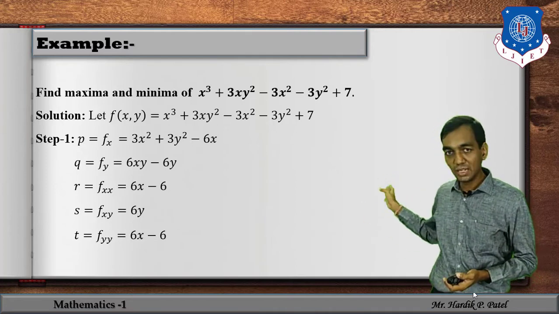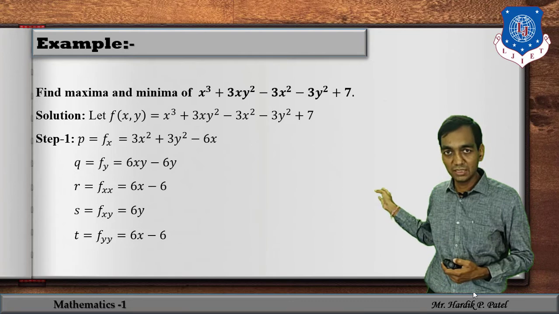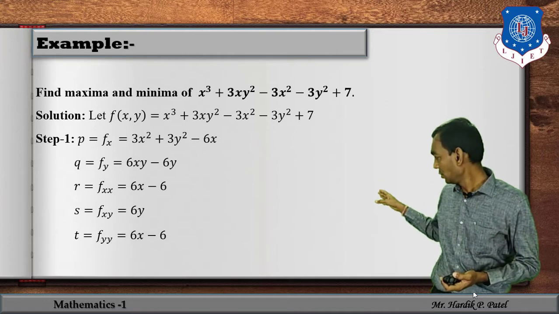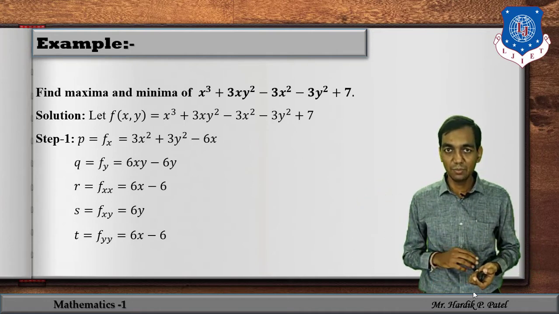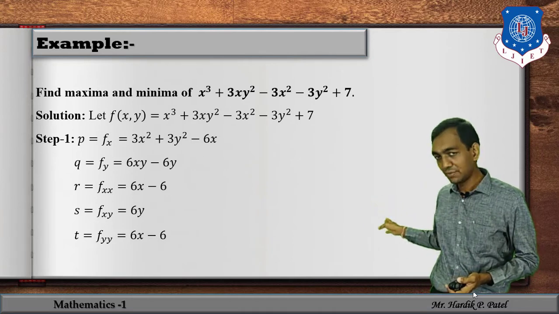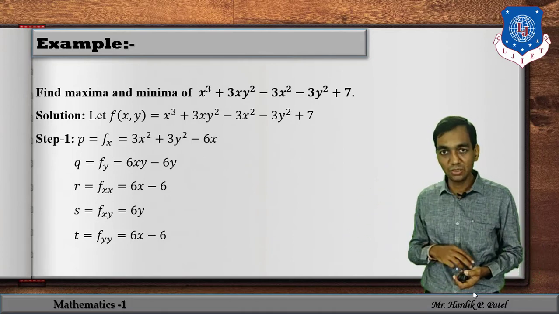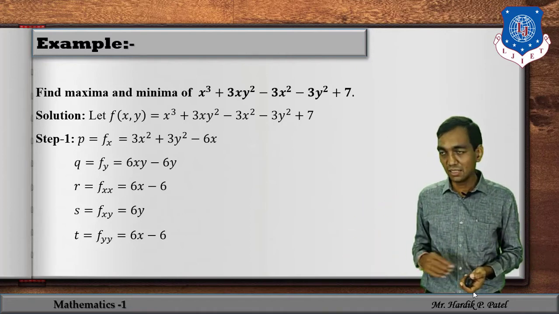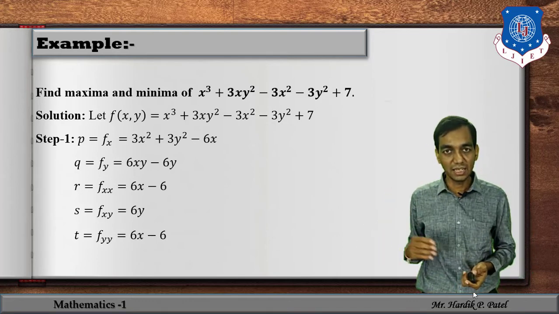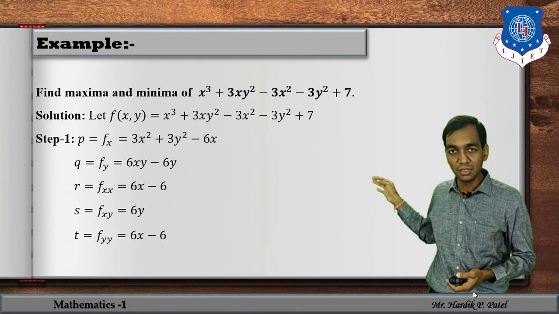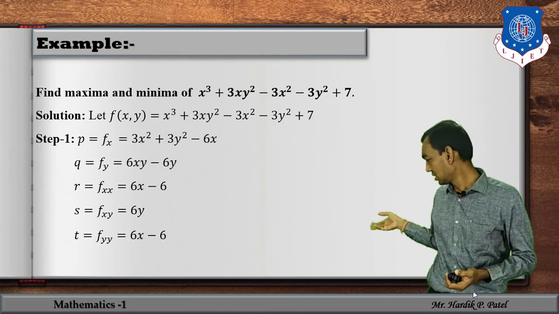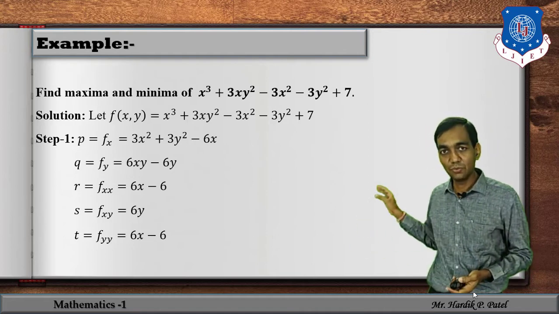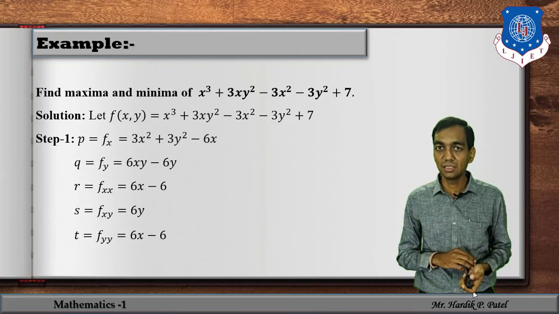So step 1, p is equal to del f by del x, that means derivative with respect to x, that is 3x square plus 3y square minus 6x. In the same manner, q is del f by del y, that will be 6xy minus 6y. r is del square f upon del x square, that means derivative of p with respect to x, that is 6x minus 6. s is del square f upon del x del y, that means either differentiate p with respect to y or q with respect to x, and that will be 6y. And t is del square f upon del y square, that is the derivative of q with respect to y, that is 6x minus 6.